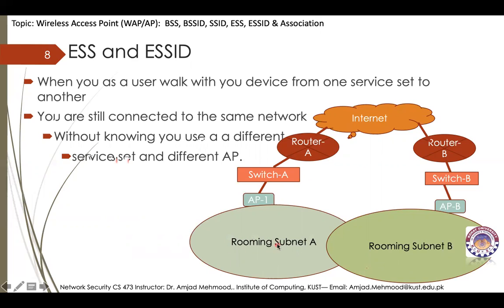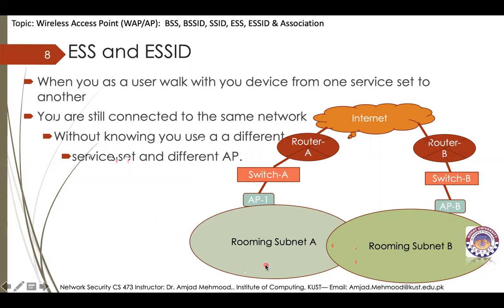So this is, you may call it, roaming subset A, and this is roaming subset B. If you are here and you move to another BSS, you will remain connected. And this is our overall structure of the network. You can see that you have internet access here, then you have a router, switches, and with the switch you have an access point, and this access point has its BSS, and here access point B has this BSS.